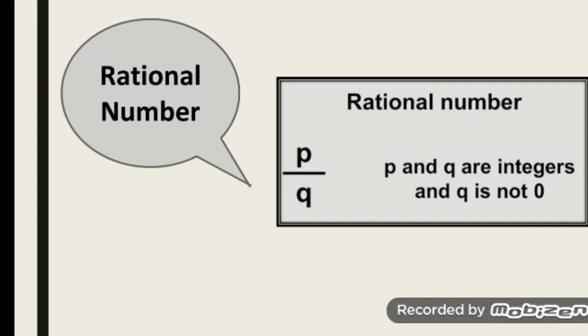You can also define the rational number as a number that can be expressed in the form of p by q, where p and q are integers and q is not equal to 0. Here q is not equal to 0. It means that the denominator of any rational number must not be equal to 0, because division of any number by 0 is always undefined. So in a rational number, the denominator will never be equal to 0.